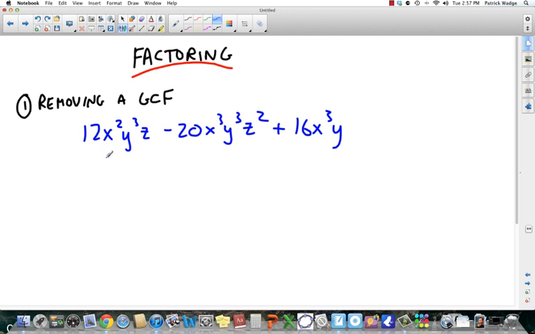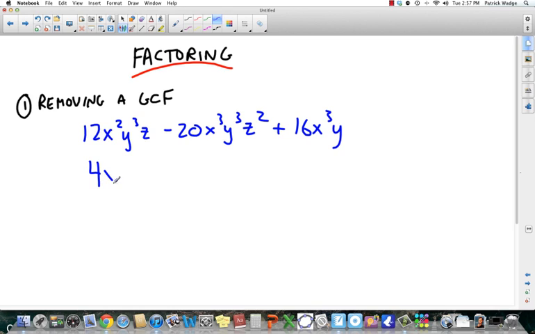So what you're going to do is look at each part individually. First of all, you're going to look at the numbers. 12, 20, 16. What's the biggest thing you can divide them all by? You can divide them by 2, but a bigger number you can divide them by is 4. Okay, now we look at the x's. X squared, x cubed, x cubed. What's the most x's you could take from each one of them? You can't take 3 from each of them because you can't get 3 out of this one. So the most you can get from each of them is x squared.